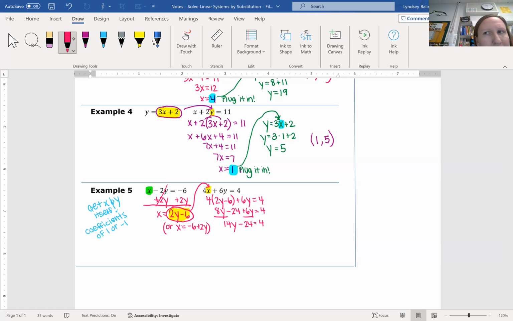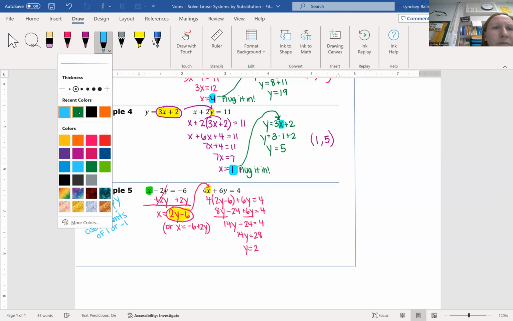Remember, when they're on the same side, no inverse operations, just combine them together. To get rid of our minus 24, we add 24 to both sides, so it's 14y equals 28. And now divide both sides by 14, and y is 2. And now I do need to plug it in to find my x.